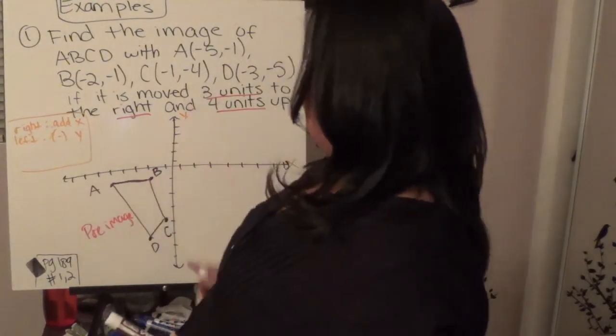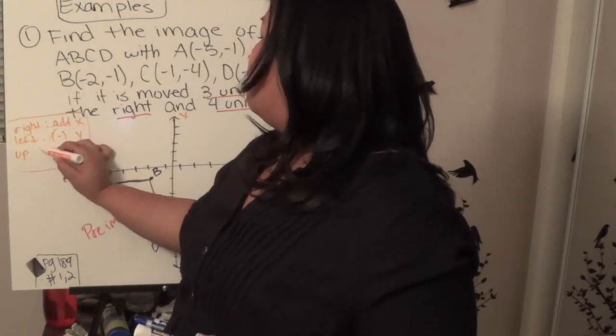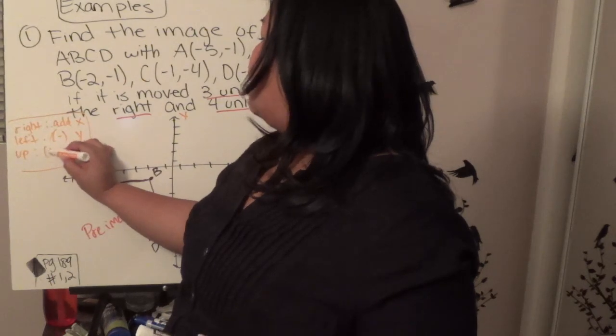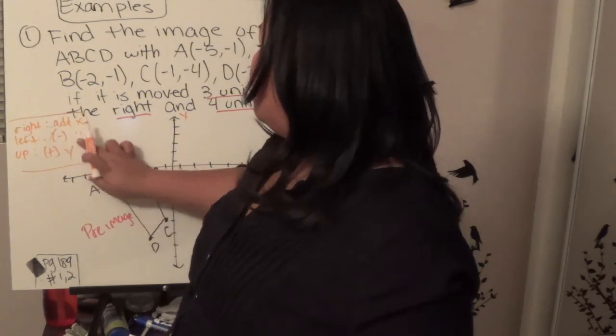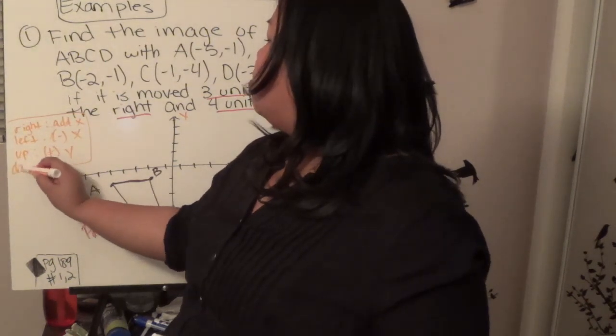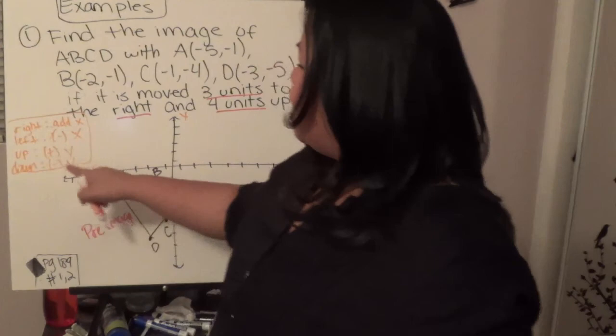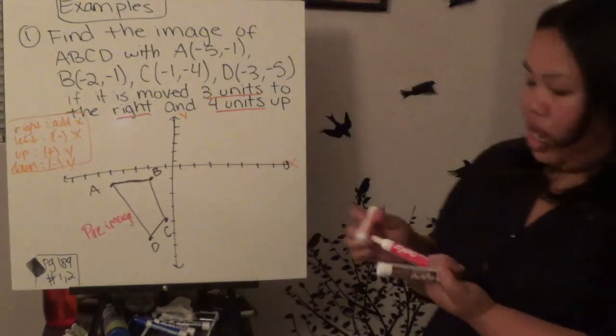That has to do with up and down. If I go up, then that means I'm going positive. So up means I'm going to add to my y. Sorry, left is subtract from my x. And then down would mean I subtract from my y. So up and down, I'm moving my y, left and right, I'm adding x.